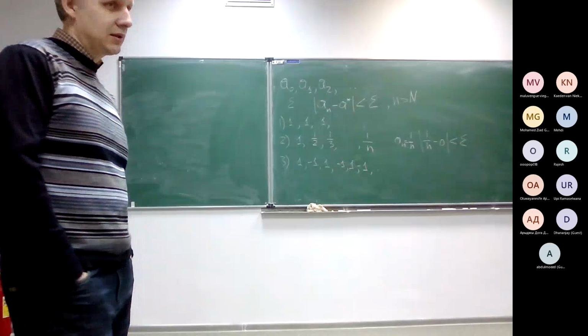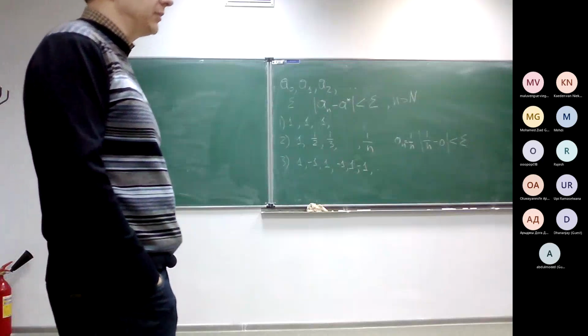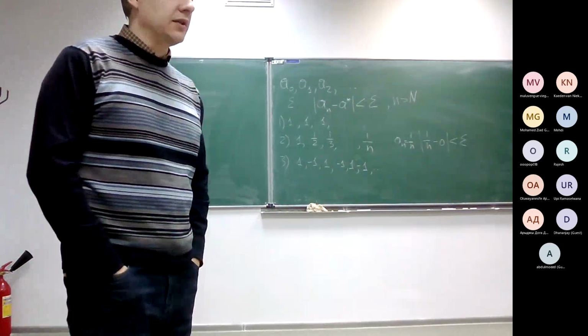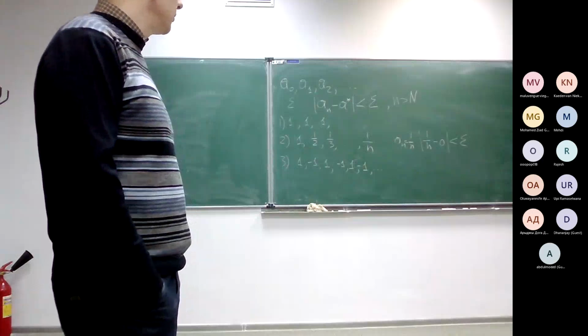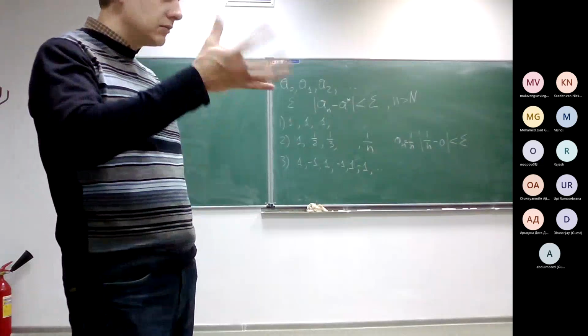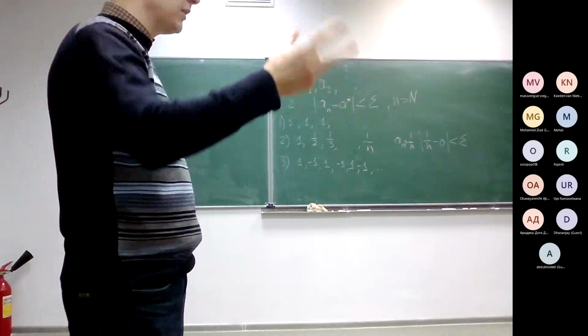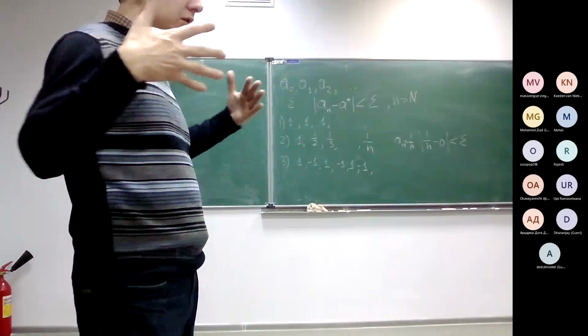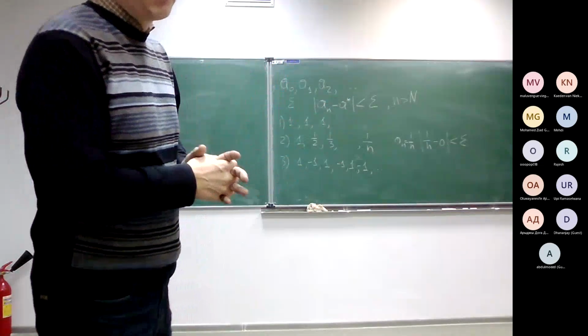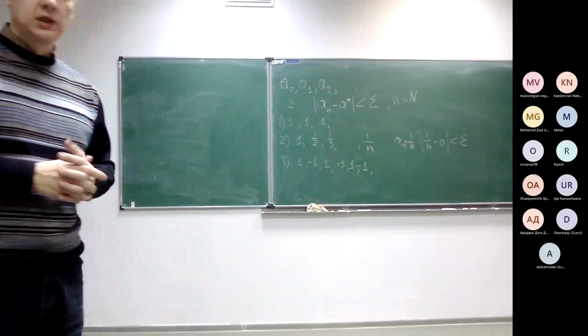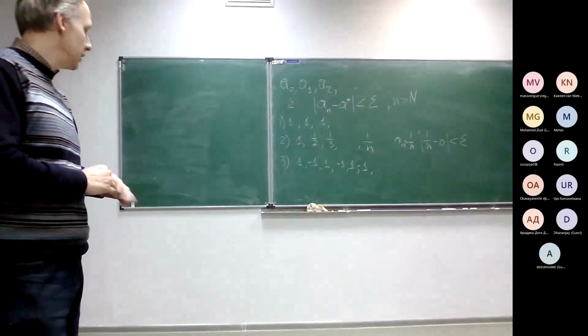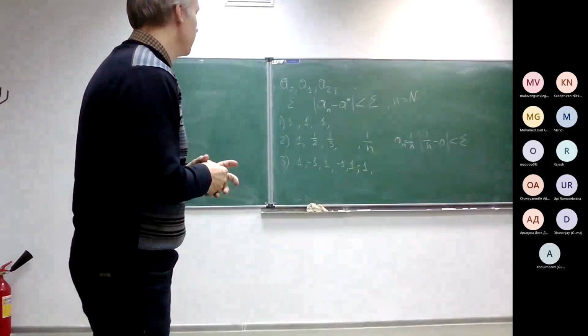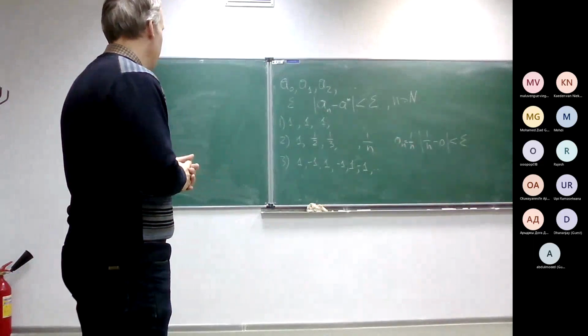This sequence doesn't have a limit. Because it is 1, minus 1, 1, minus 1, it does not approach one number. It doesn't converge to one number.